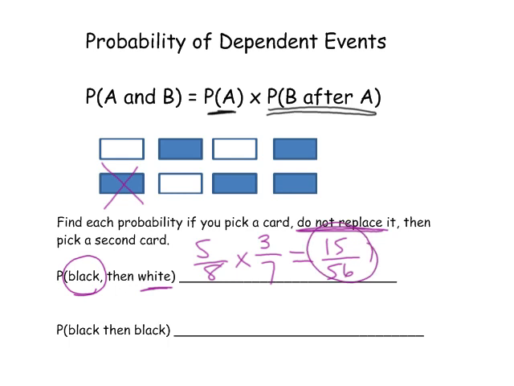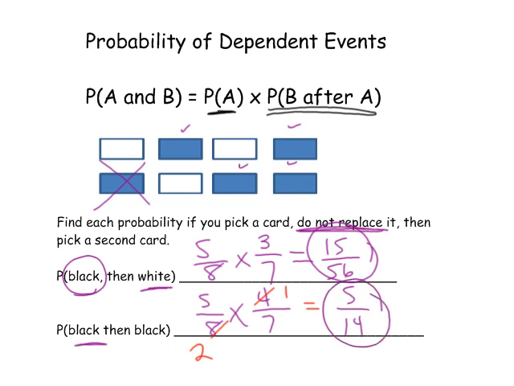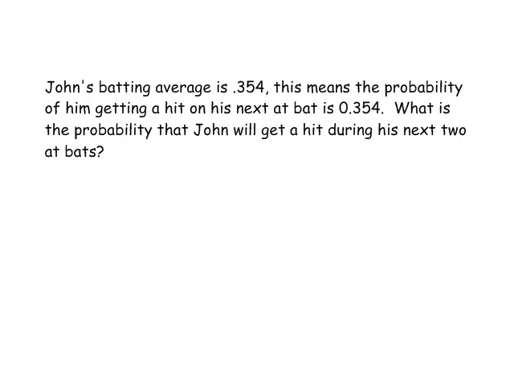then a white. For a black and then a black, we're going to put all our cards back in the pile there. The probability that the first one is black, we said is 5/8. That hasn't changed. Now we take that card out. Now we only have 4 black cards. 1, 2, 3, 4. So the probability of drawing a black has changed to 4 out of 7. I'm going to simplify before we multiply. So we get 5/14. A couple more examples.